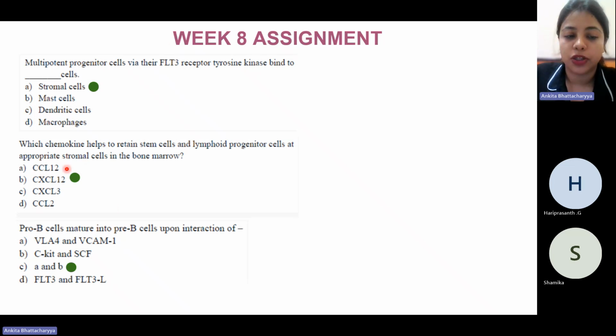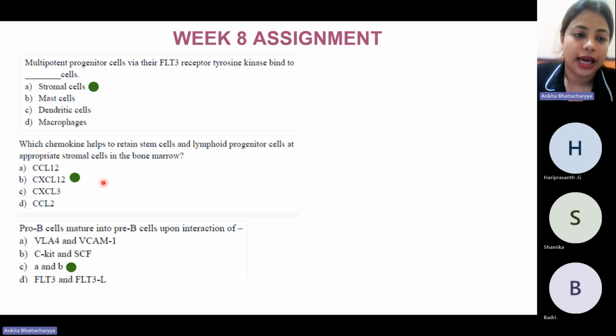One of the chemokines which we had gotten familiar with was CXCL12, and that helped in the retention of stem cells and lymphoid progenitor cells close to the bone marrow. So CXCL12 was the correct answer to this question. We had discussed it already.